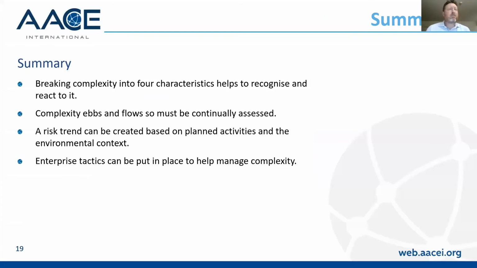So sort of bringing that all together, what we've just gone through, breaking complexity into 4 characteristics really helps recognize and react to it. Complexity does ebb and flow, so it must be continually assessed. In my experience with executives, people want to know whether they're signing something off, whether it's a complex project. Well, whether it is or not at one point in time does not mean whether it is or not at another point in time. A risk trend can be created based on planned activities in the environmental context, and enterprise tactics can be put in place to help manage that complexity. And that's what I think we need to start doing.